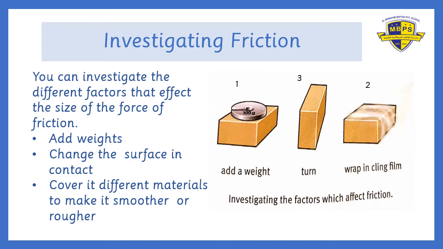Because in this case the surface that is in contact is the least, whereas the wrap in the cling film, even though it has become smooth, has more surface in contact with the sliding surface, and that is why the friction is still more as compared to turn. Even though it has become less, it is still more.